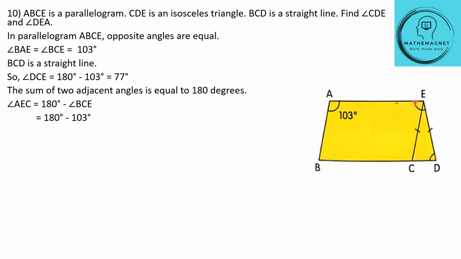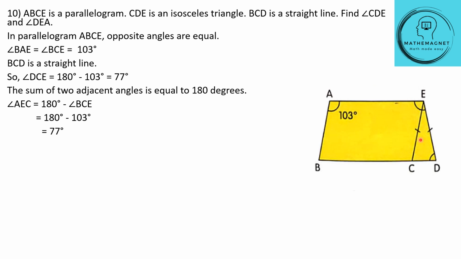Now we know the two angles in the triangle, DCE and CDE, are 77 degrees. Now AEC will be equal to 180 minus, that is, in a parallelogram, the sum of two adjacent angles will be equal to 180 degrees. Now we know this BCE is 103 degrees. So AEC will be 180 minus 103, which is equal to 77 degrees. So we found angle AEC. Now the question is find angle CDE and DEA.